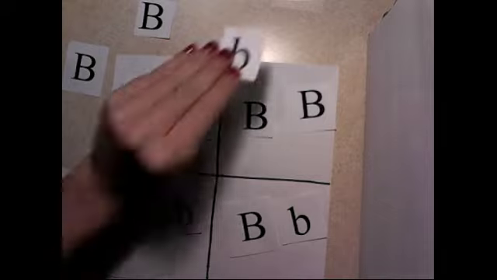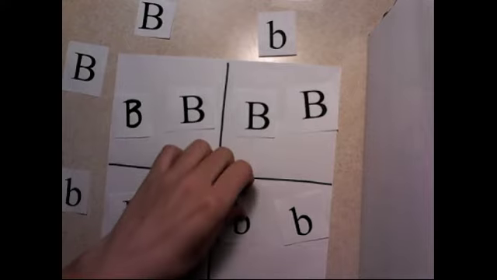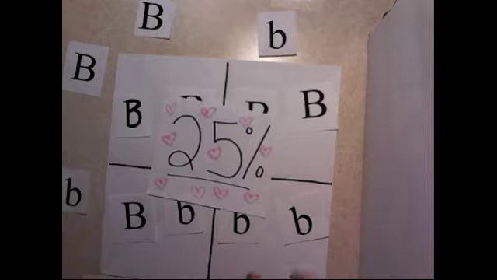But if we cross 2 heterozygotes, can we get a white-petaled offspring? The answer is yes. The probability of producing a white-petaled offspring is 1 out of 4, or 25%.